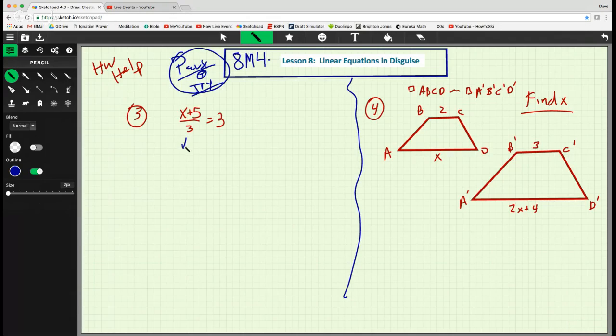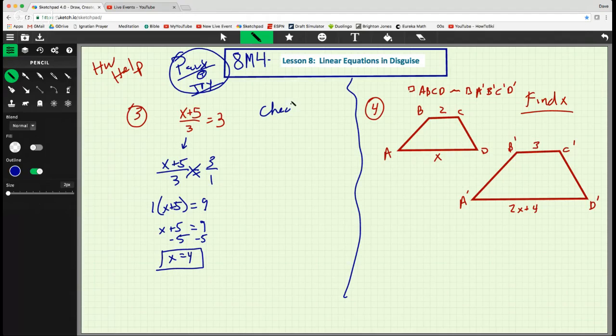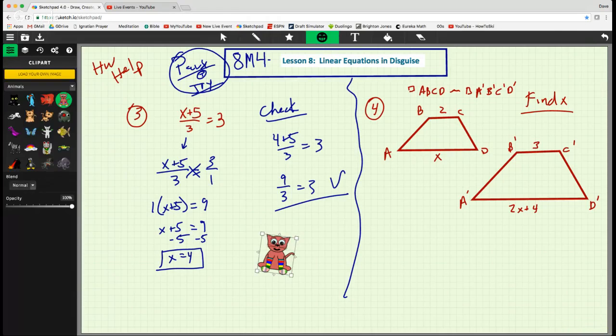Okay, we take this one and we rewrite it. We rewrite the right side as a fraction, and then everything falls into place. 1 times x plus 5 equals 9. So 1 times x plus 5 is x plus 5 equals 9. Subtract 5, x equals 4. Check our answer. 4 plus 5 over 3 equals 3. 4 plus 5 is 9 over 3 equals 3. Yes, 9 over 3 does equal 3. Happy cat.